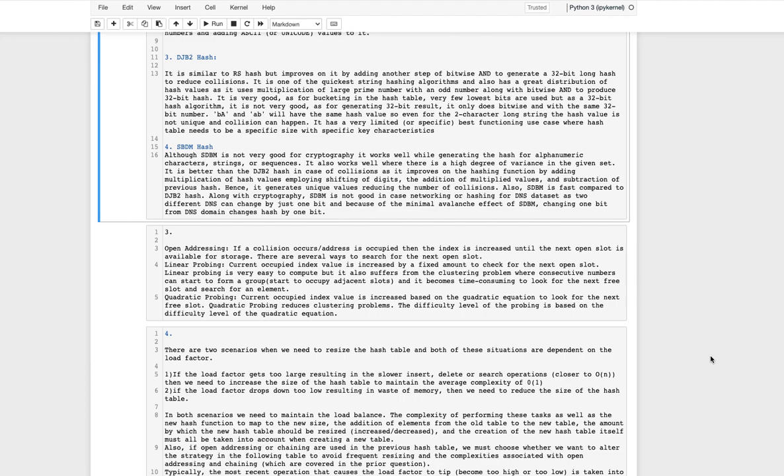So the third question is: analyze the two methods of resolving collision in hash table that we discussed in the lecture slides. Elaborate the benefits and drawbacks of each method. So first is open addressing.